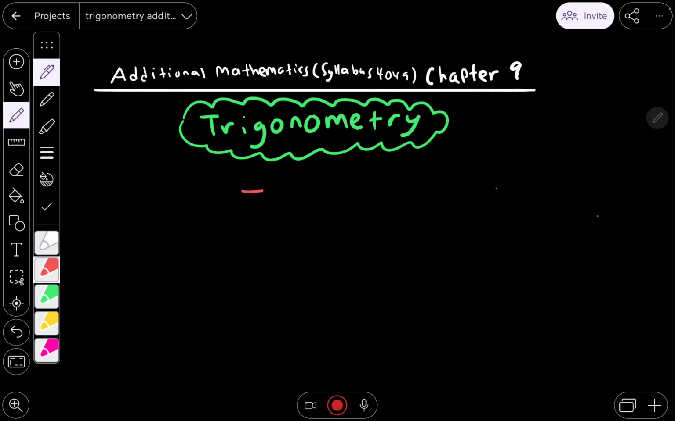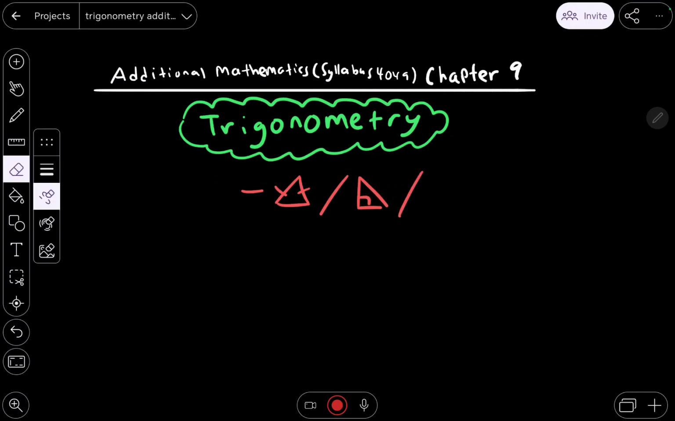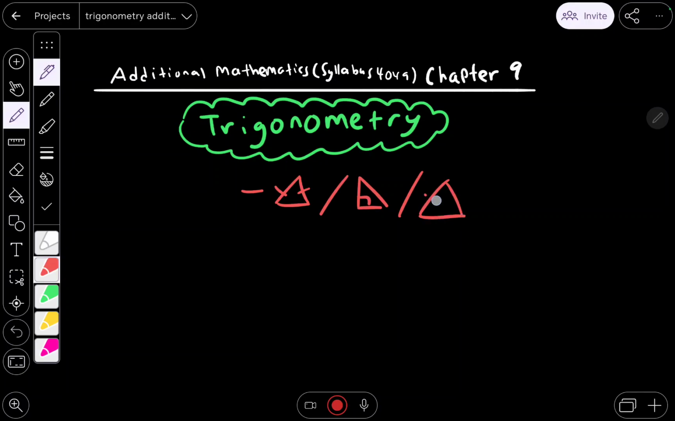Okay, so I'll just draw an isosceles triangle. It can be a right angle triangle. It can be, let's say, an equilateral triangle. Okay, so you will have definitely heard of this term in Sec 2 called trigonometry, and specifically in elementary mathematics, you would have heard of trigonometry since Sec 2 and Sec 3.